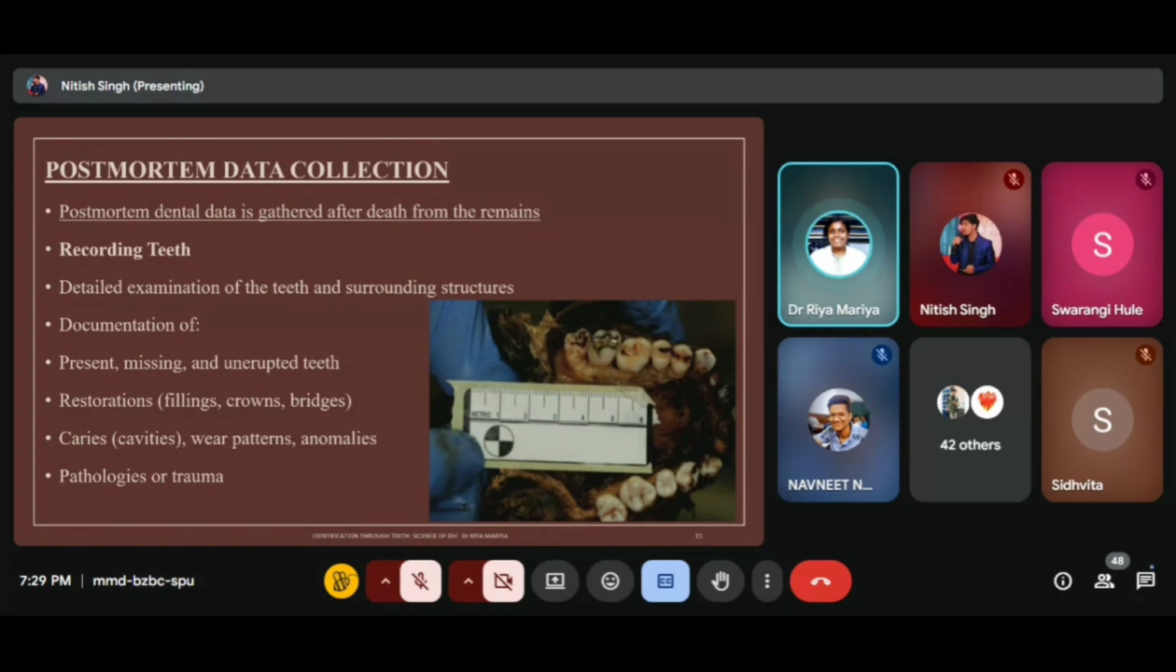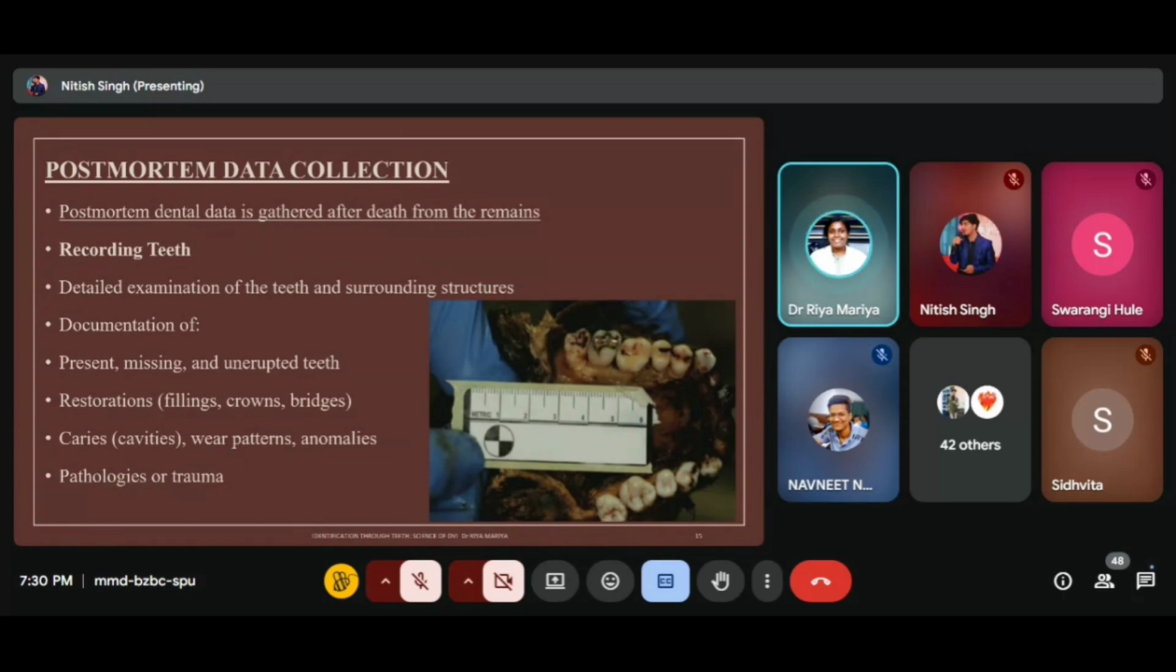Postmortem data collection. What are the things we do in postmortem data collection? Detailed examination of teeth and surrounding structures. Each and every tooth must be evaluated in detail, and we document which teeth are present, which are missing, and which are unerupted. Unerupted means the tooth has not come out of the oral cavity. And missing, we usually say when the tooth was once there and was lost by removal or any kind of trauma.